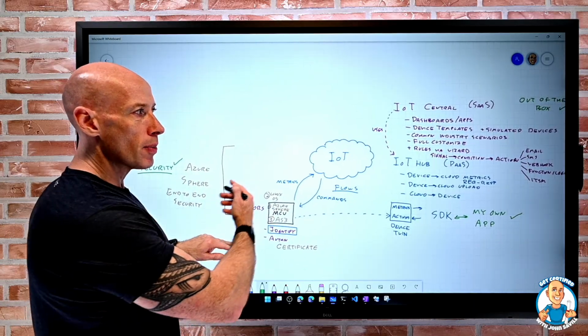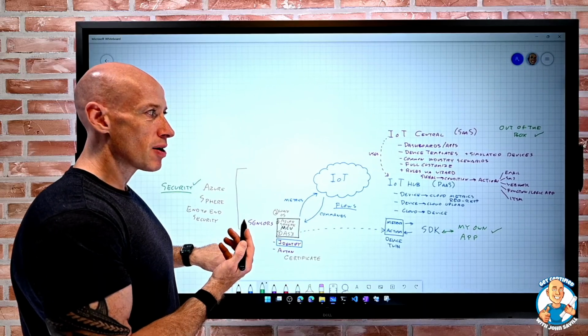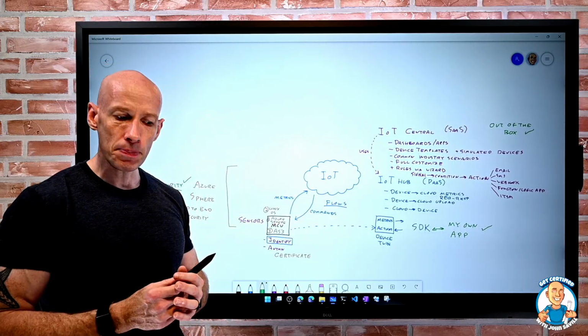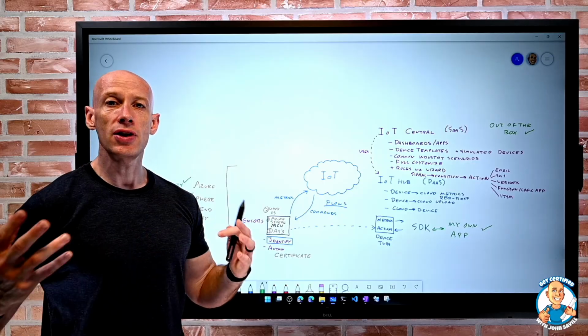So we might use combinations. Azure Sphere would not generally be on its own. I'm going to use one of these with it. But those are the collections of IoT services for Azure.